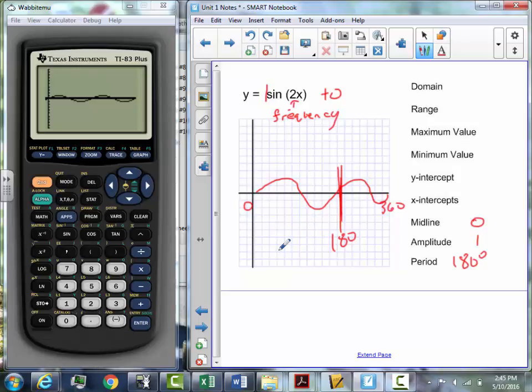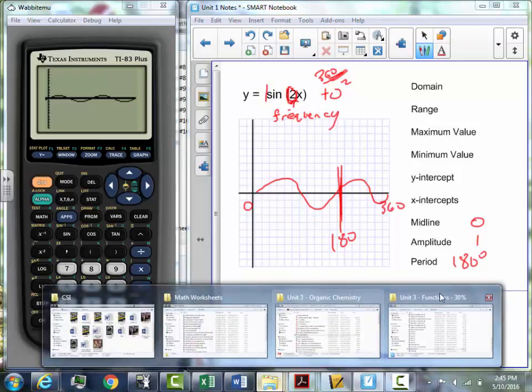Does that make sense? So the key to this one right here is if you want to find the period, you take this number right here and you divide 360 by that number. So if this number here is 2, cut it in half. If this number is 3, cut it in thirds. If this number is 5, cut it in 5. Does that make sense?